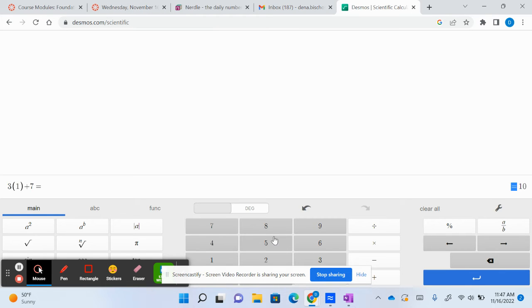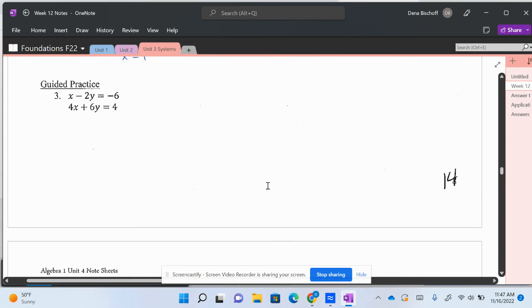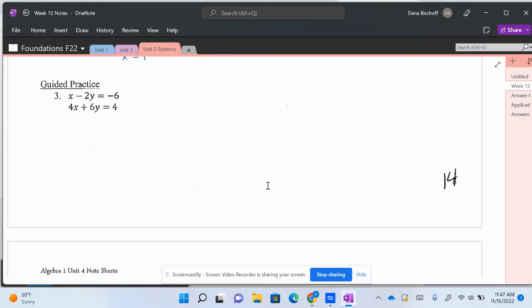All right, let's go back to the second example, guided number 3. So on number 3, we don't have an equation that says x equals or y equals, but I do have an equation that does not have a coefficient on one of the variables. I have an equation that does not have a number attached to one of the variables. What equation is that? Yeah, the first one. Who said that? Corbett, was that you? Awesome.